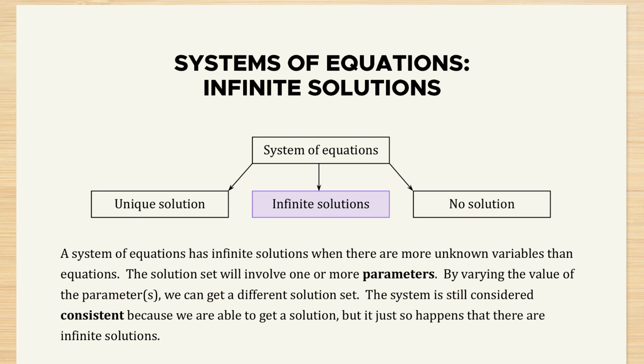By varying the values of these parameters, we get different solution sets that satisfy the equations. Since we can pick any real number as parameters, we can generate infinite numbers of solution sets. A system with infinite solutions is considered consistent because we are able to get solutions to the system.